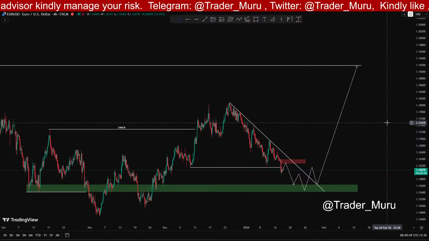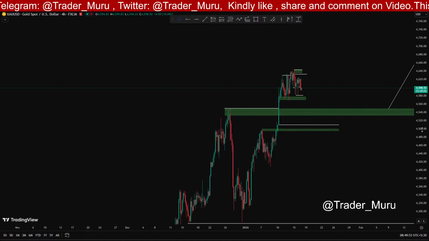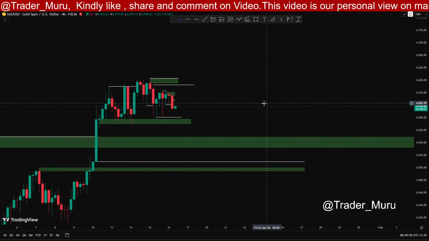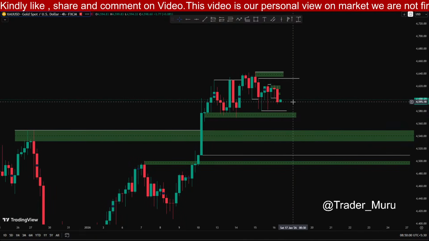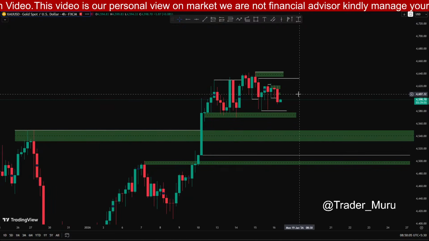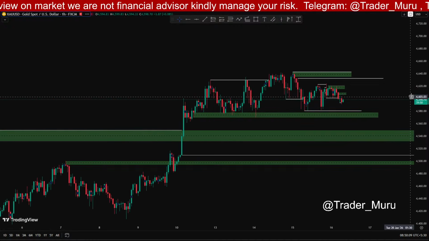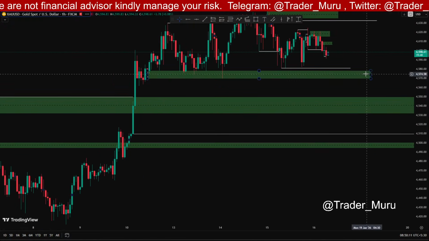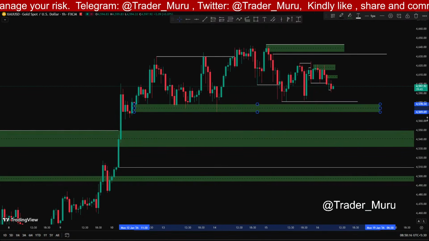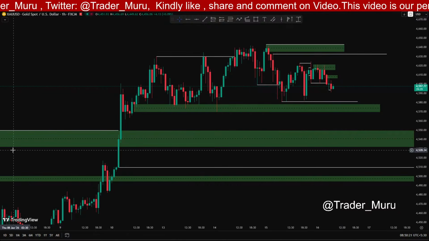So this is all we have in today's market. Price is ranging in gold and all other assets are still down because DXY is pumping, and we will be watching for a buy after the test of this zone around 78 to 69. So that's it. If you guys have any questions, you can ask me.